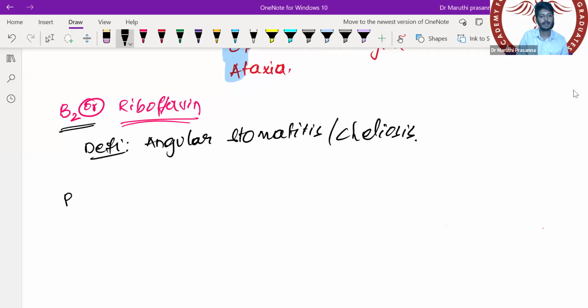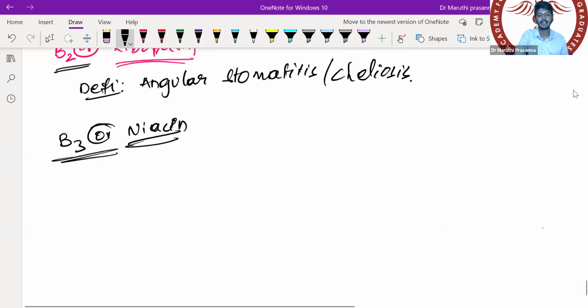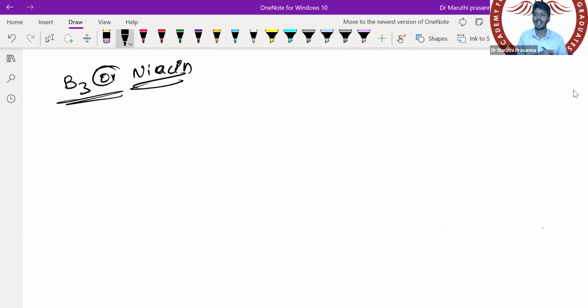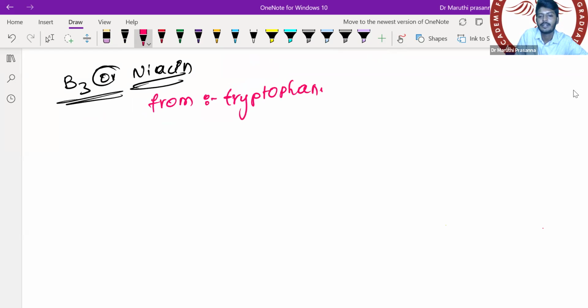Okay, let's go to vitamin B3. B3 is also called niacin. So niacin is a vitamin produced from what? It is produced from one amino acid called tryptophan. What is that? Tryptophan. Okay, produced from the amino acid tryptophan.